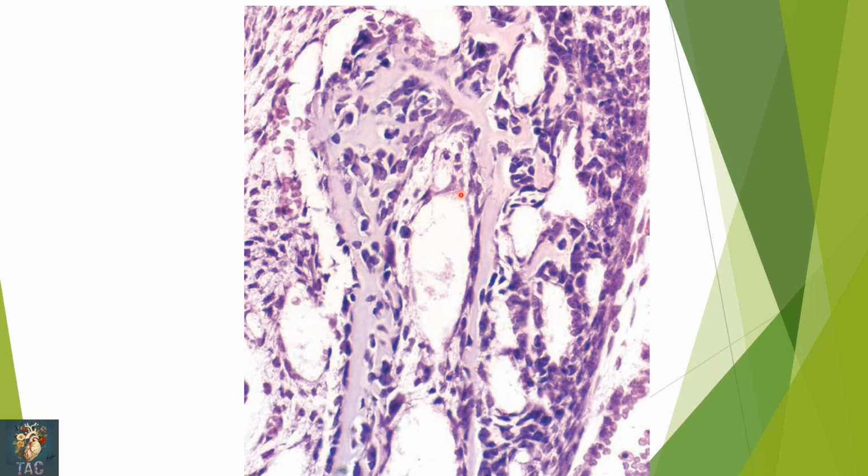This is another diagram in which you can see this is the area in which bone formation is taking place, and here you can see the bone lining cells which are present near the osteoid formation. These are the osteoblasts.